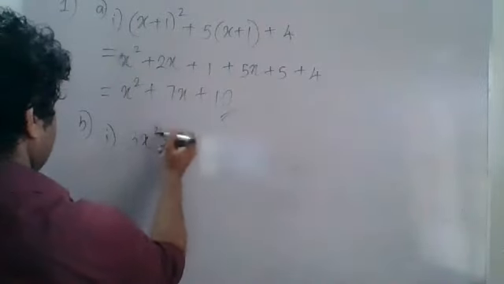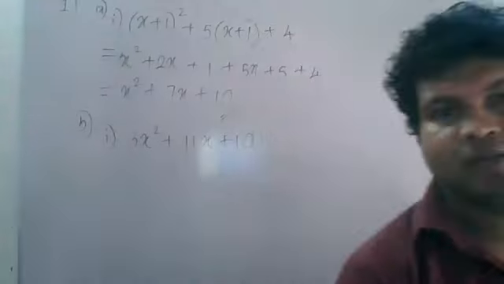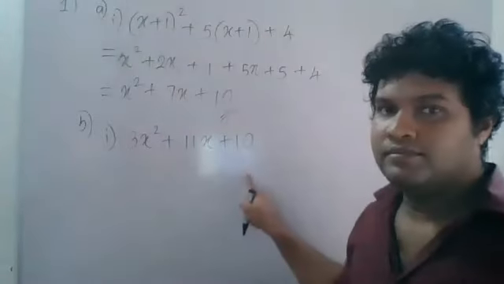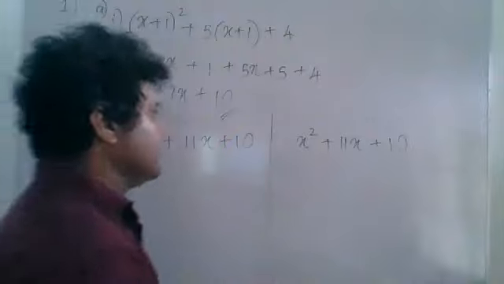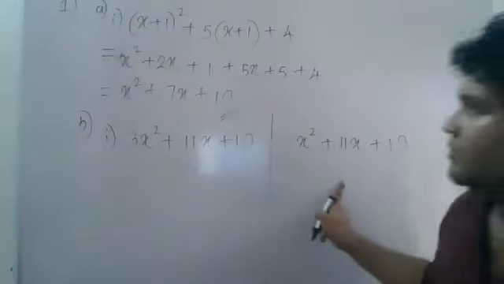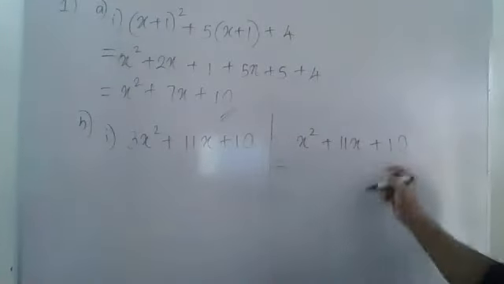3x square plus 11x plus 10. And simplify the factorization. Factorize 10. Therefore, we must have 2 factors. But I will give you a usual question first, a usual question like this: x square plus 11x plus 10. I think you can do this before you go to the other one. This is the question. We can make this easily.